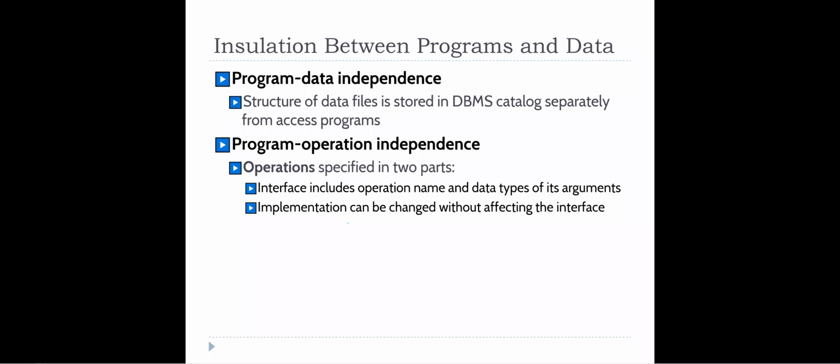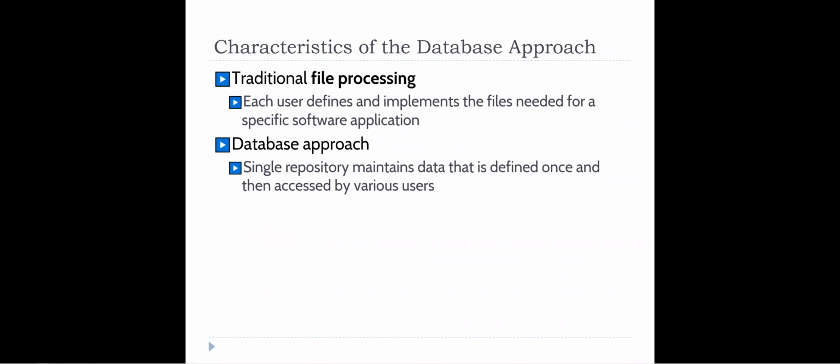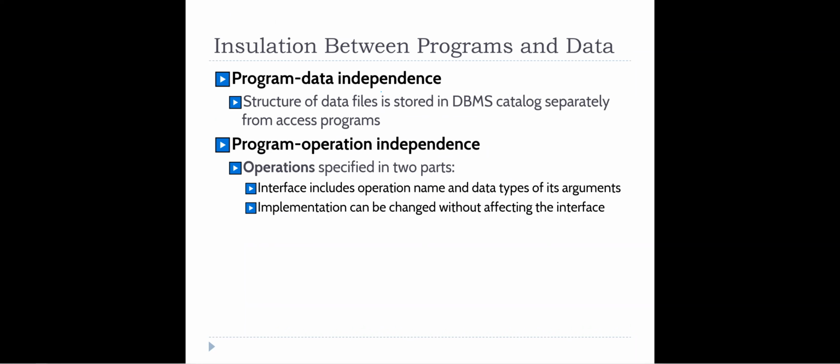And that was one of the cons of the traditional file processing. With the traditional file processing, if you change the data, you need to change the program. But with program data independence in a database management system, if you change the data, you don't need to change the program. So whenever you change the data, the constraints, now let's assume that you want to change the constraint on the number of courses.